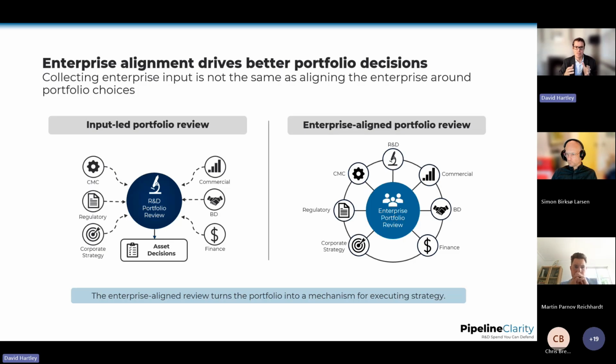That's quite distinct from an enterprise-aligned portfolio review, where you've got that multifunctional group around the table involved in the discussion, as well as the inputs, and coming to an aligned perspective in terms of the overall portfolio optimization and portfolio decision-making. The risk in the first model is that you end up with multiple different portfolio reviews happening in different functions. They're all doing them in isolation, and you end up with strategies which don't align with each other or are dominated by one component, such as scientific evidence, for example.